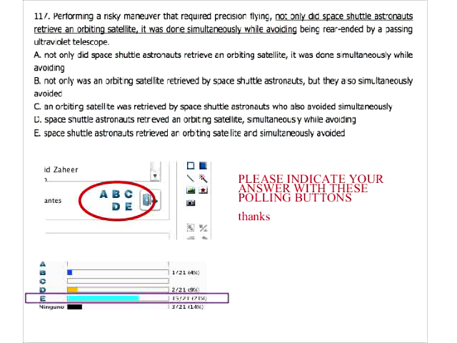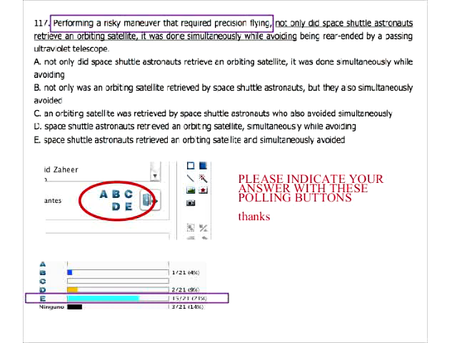We have an initial modifier that says performing a risky maneuver that required precision flying. That's an initial ING modifier. So when you have an initial modifier that starts with ING, you need to be talking about the following subject. So who needs to be there?